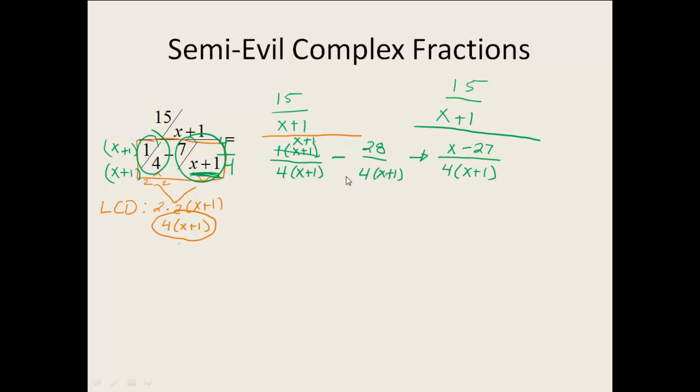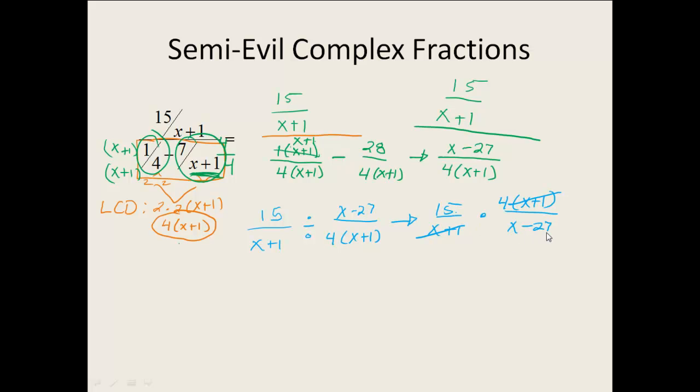Now I'm back to a problem like we did way earlier. I've got a single fraction on top and a single fraction on bottom, so I can start writing it out sideways. I would end up having 15 over x plus 1 divided by x minus 27 over 4 times x plus 1. Now I want to see if I can factor any of the numerators or denominators. It looks like they're already all factored out, so now I want to try to cancel things out. I can see that I can cancel out the x plus 1 and the x plus 1.